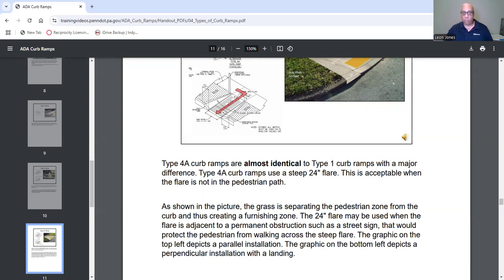Now, what's shown in the picture, the grass is separating the pedestrian zone from the curb and thus creating a furnishing zone. And the 24-inch flare may be used when the flare is adjacent to a permanent obstruction, such as a street sign, that would protect the pedestrian from walking across the steep flare. The graphic on the top left depicts a parallel installation. The graphic on the bottom left depicts a perpendicular installation with a landing.